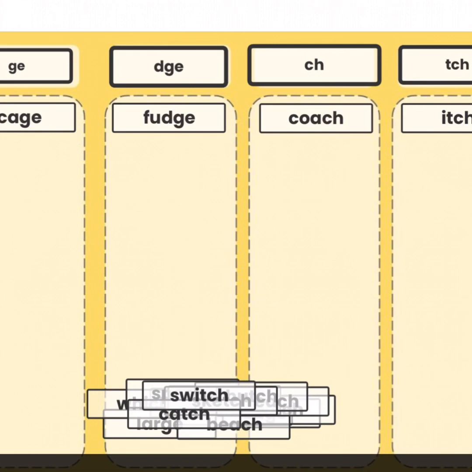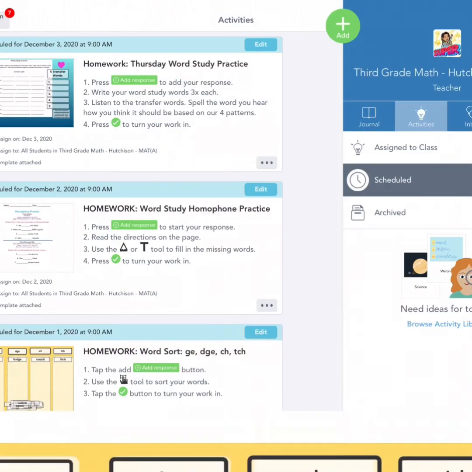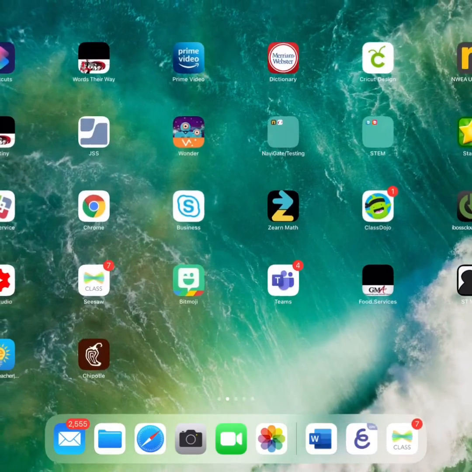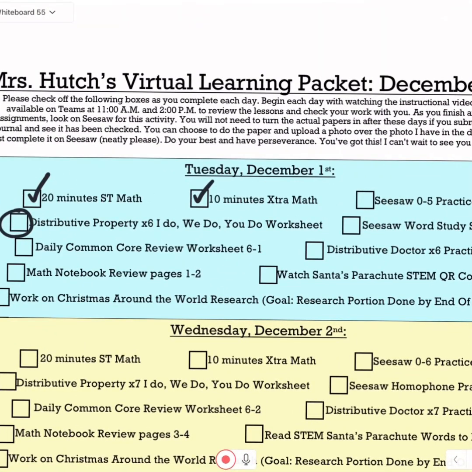So once you complete this and sort all of the words that are listed below, you will go ahead and submit that to me. And then I believe that is it for today. So make sure you check off all of these things on your checklist as you have them completed. You do not need to submit your checklist to me, but you do need to be working on checking that off and submitting anything on Seesaw.